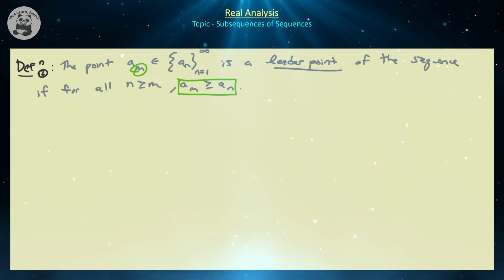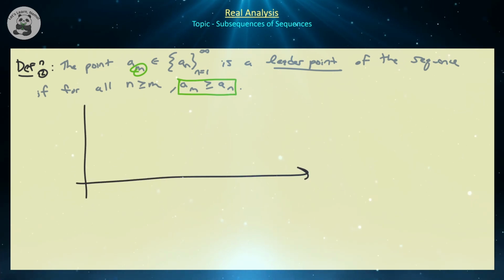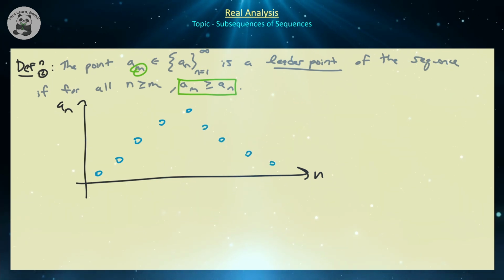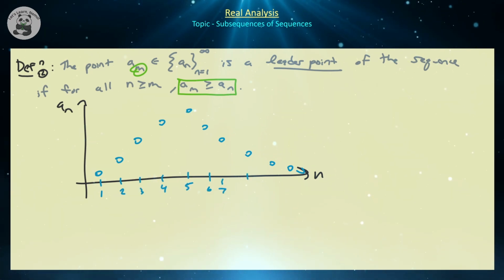So the easiest way to get an idea of what a leader point actually is, is to look at a diagram. So here's our indexing set n, and here are the real values a_n that we're interested in, and let's assume that these are our sequence values. Here we have A1, A2, A3, A4, A5, A6, A7, A8, A9, A10. So the question that I want to present first is, is A1 a leader point for this sequence?